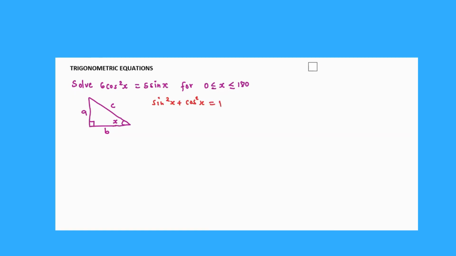So today we are looking at trigonometric equations, back from the complementary angles we did the other time. This question says solve 6 cos squared x is equals to 5 sin x for the range 0 to 180. So here we must apply the Pythagorean identity, which is sine squared x plus cos squared x is equals to 1.